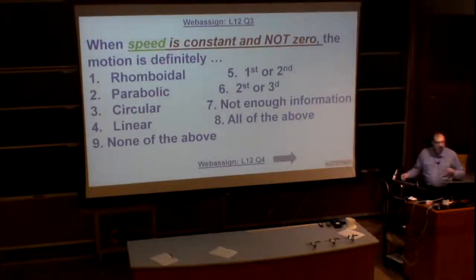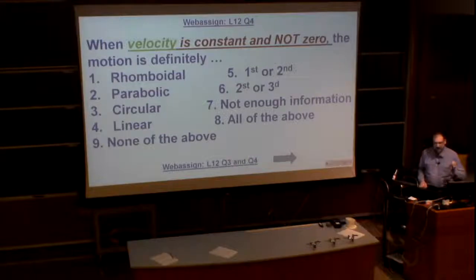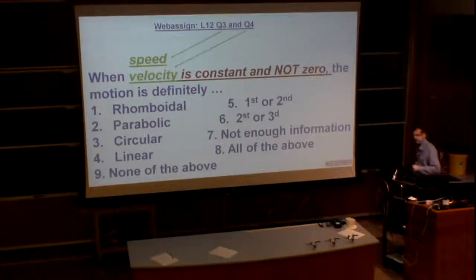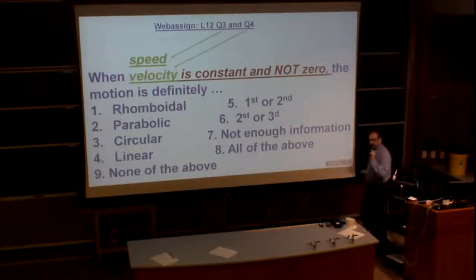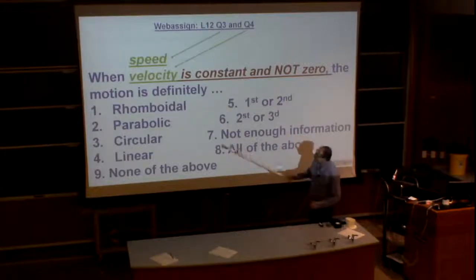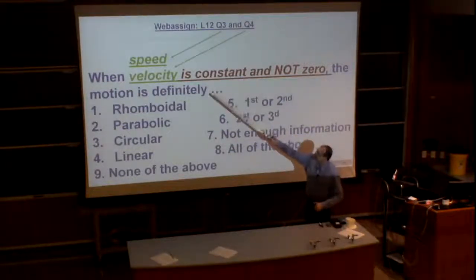So I'm going to ask you two questions simultaneously. That's going to be the first question: when speed is constant and not zero, and this you have to choose. Second question: when velocity is constant and not zero, and the same set of possible answers. So for your convenience, both questions are on the screen simultaneously. You have to enter your answers for two questions: question number three about speed, question number four about velocity.